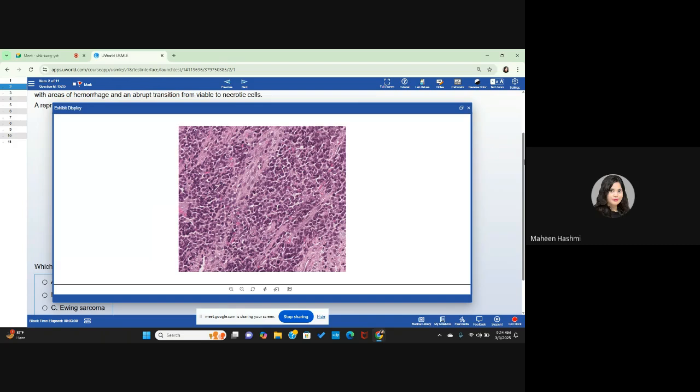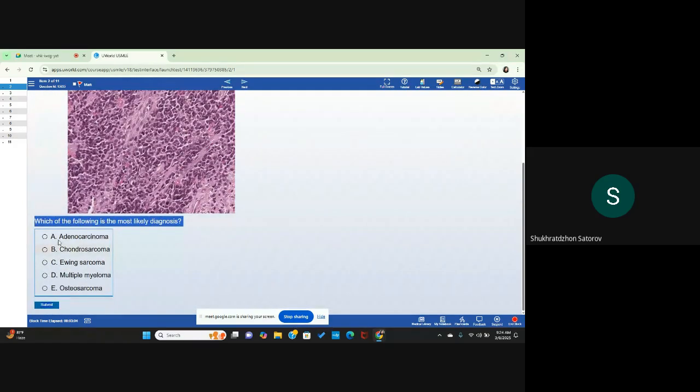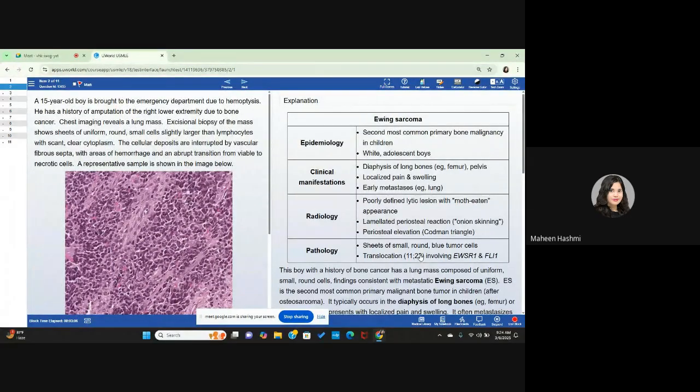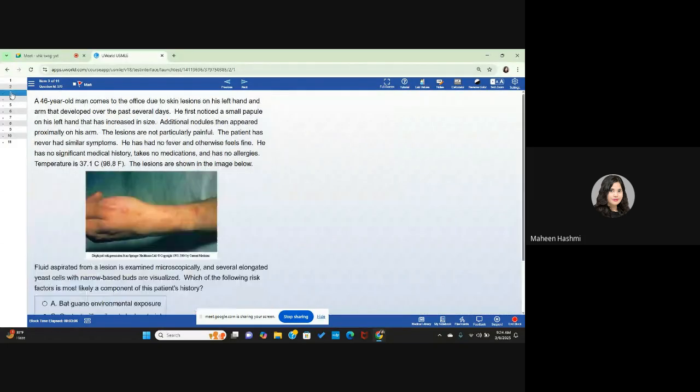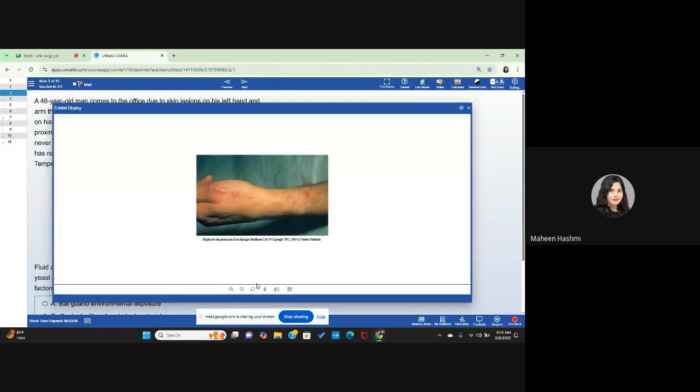What is this? Ewing sarcoma. Blue cells, Ewing. Exactly. So we talked about Ewing sarcoma yesterday. I'm not going to go through that again. Okay. Question number 3. What's happening? What's this?